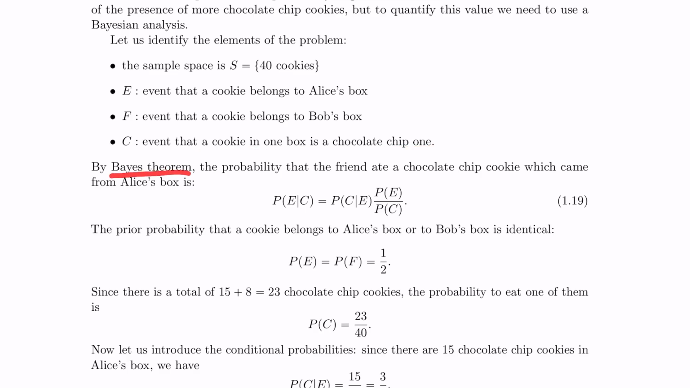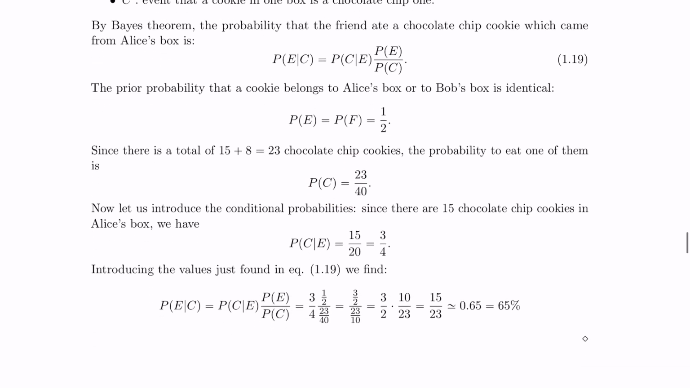If we apply Bayes' theorem, we have that the probability that the friend ate a chocolate chip cookie which came from Alice's box is given by this formula here. Of course, the prior probability that a cookie belongs either to Alice or Bob's box is identical, and so we have that P of E and P of F are exactly equal to 1/2. Moreover, since there's a total of 15 plus 8, that is 23 chocolate chip cookies, the probability to eat one of them is given by 23 divided by 40.